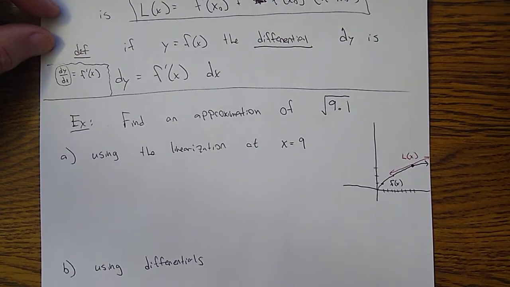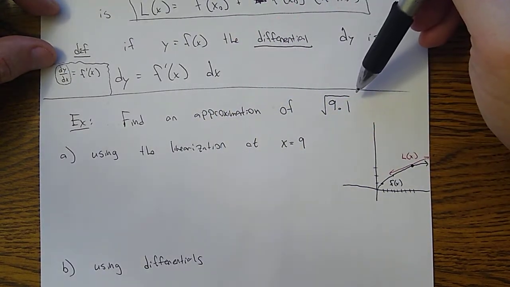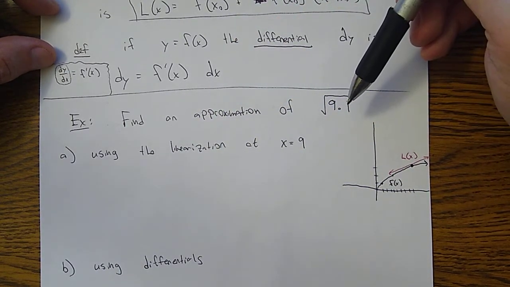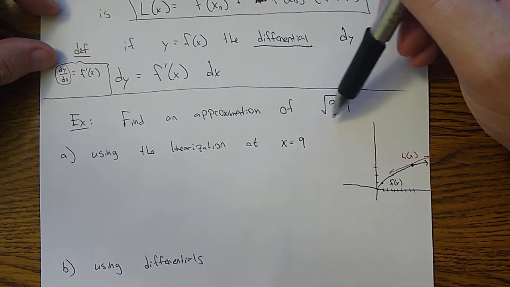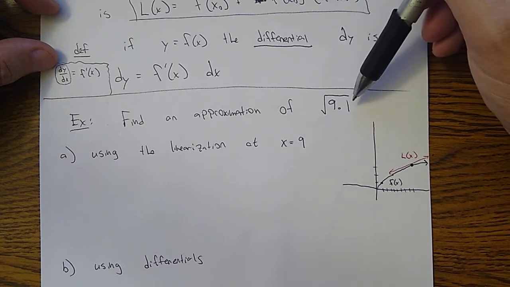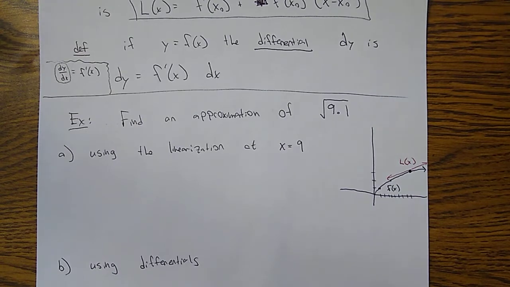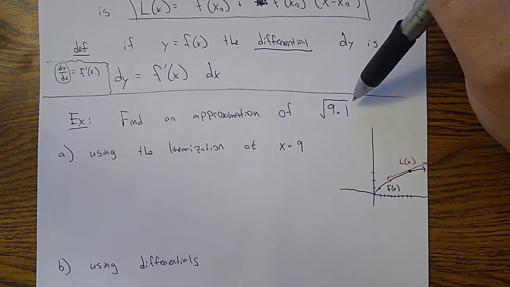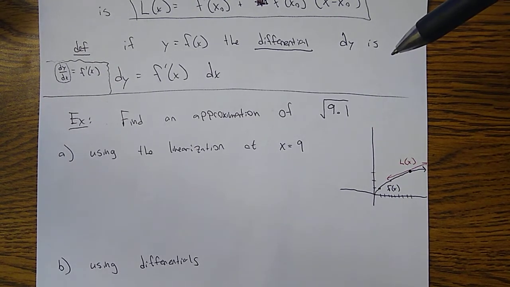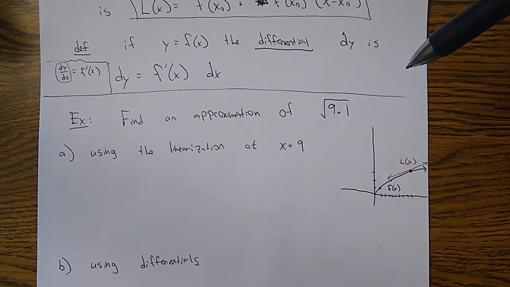So let's do an example. One thing that these are good for is to find an approximation. This is the square root of 9.1. First of all, I can give you an approximation without thinking too hard. 9.1 is about 9, so the square root of 9 would be 3. So this should be close-ish to 3.